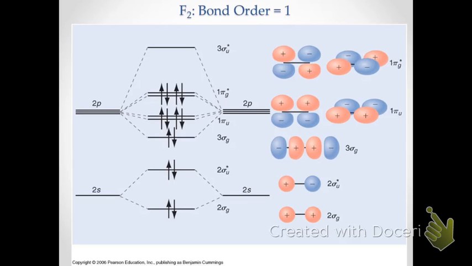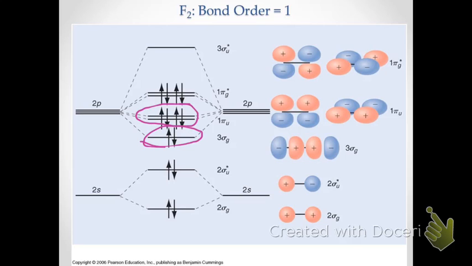Now, here is a full molecular orbital diagram showing the electron configuration for diatomic fluorine. We'll notice, of course, that the 2s orbitals, as we noted earlier, combine to form a bonding orbital and an antibonding orbital. And then the 2p orbitals combine to form a sigma bonding orbital. And then we get 2 pi bonding orbitals.